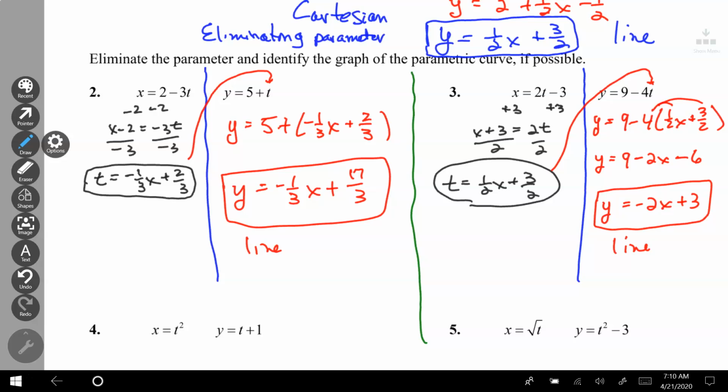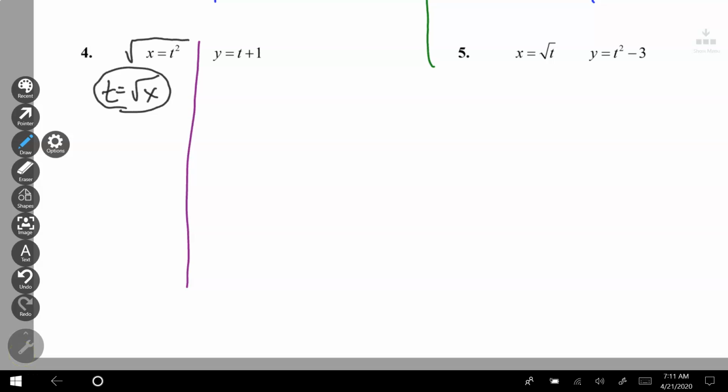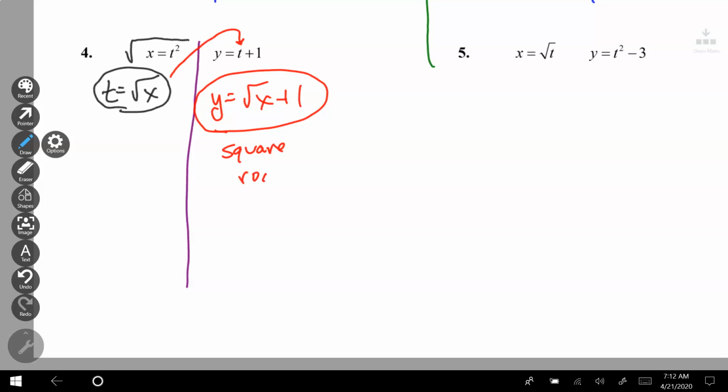I've gone from the original that had two equations, one for x, one for y, down to one equation that only has x's and y's, that is in my regular Cartesian rectangular form. Again, I'm taking my first equation, solving it for t, and I'm putting it into the second equation. I get y equals the square root of x plus 1. There's really nothing more to do here. That's my new equation, and it's just a square root type of graph.